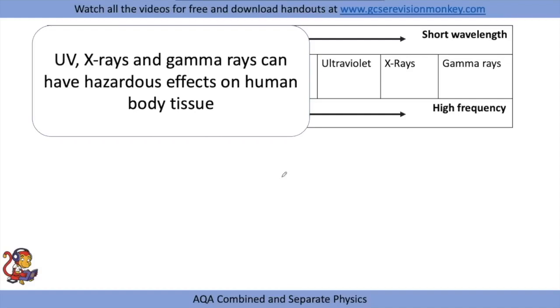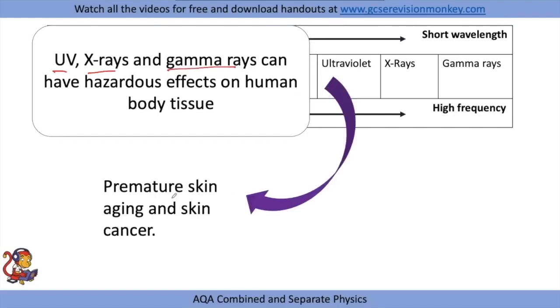The high frequency, short wavelength, high energy end of the spectrum can have hazardous effects on human body tissue. So these are UV, X-rays and gamma rays. For example, ultraviolet light can prematurely age the skin and cause skin cancer. And it's important in the exam, if you're talking about ultraviolet, that you must link this directly to skin cancer and not just generally write cancer.